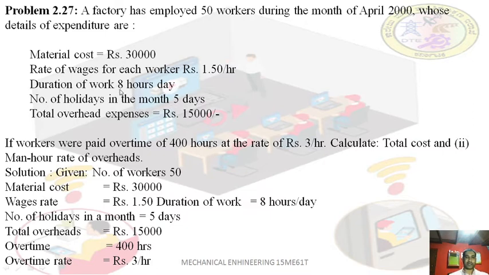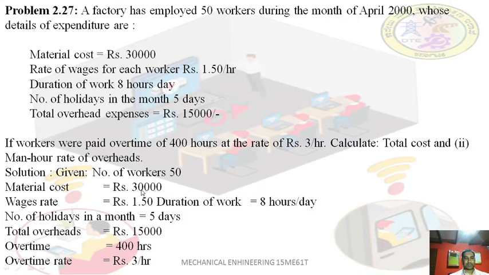So only the labor cost needs to be calculated. In order to find the labor cost, you have to calculate the total man-hours they are working. That is multiplied by the 1.5 rupees for normal working, and the 400 hours of overtime they are working. If you add both of these, you will get the labor cost. If you add that to material cost, that will give the total cost.